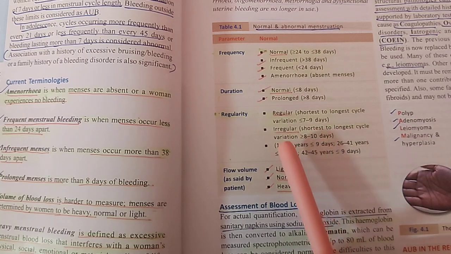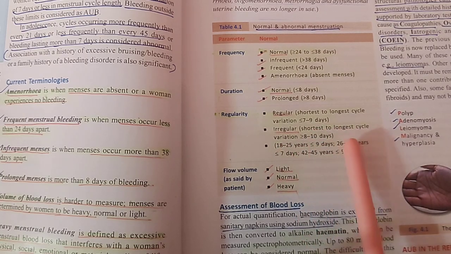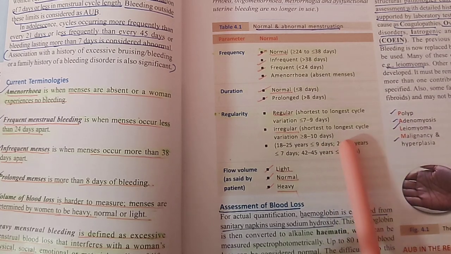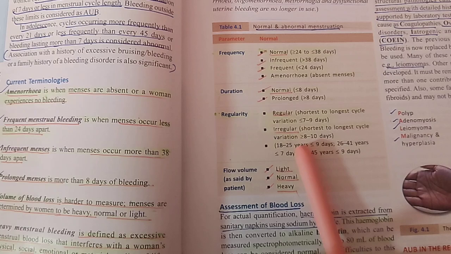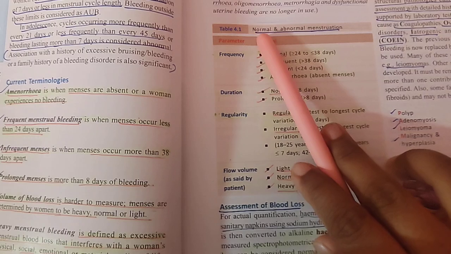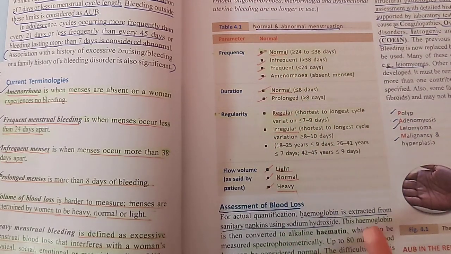In case of 18 to 25 years, it will be less than or equal to 9 days. In case of 26 to 41 years, it will be less than or equal to 7 days. And in case of 42 to 45 years, less than or equal to 9 days. So that's the regularity. So frequency, duration, regularity. The last one is the flow volume. It is light, normal or heavy.